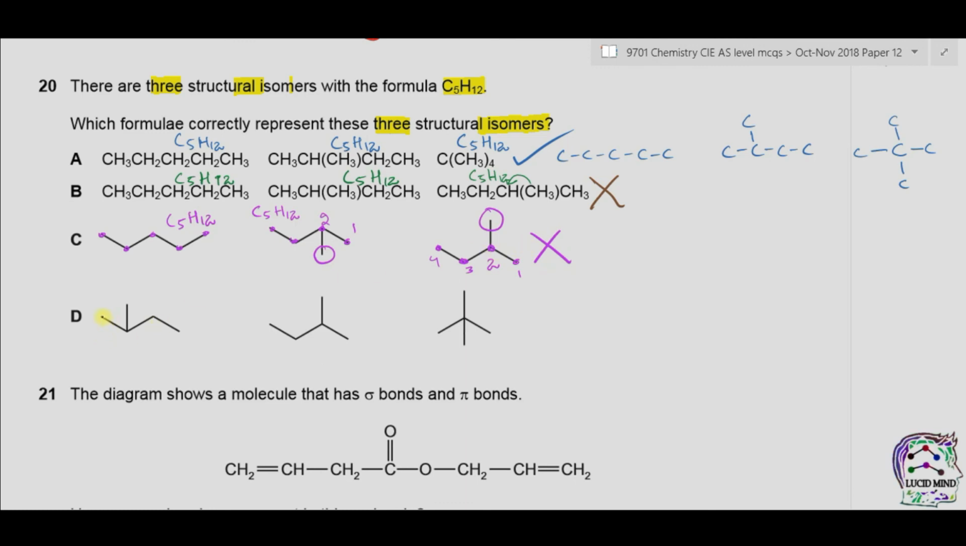In part D we have a substituent on the second carbon. Then again we have substituent CH3 on the second carbon. So both these are actually the same, both are 2-methyl-butane, so therefore D is also incorrect. The only option in which all three are different structural isomers is A.